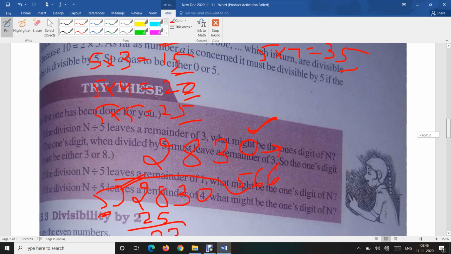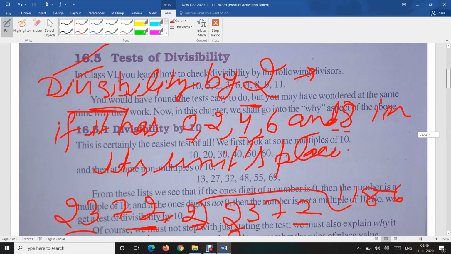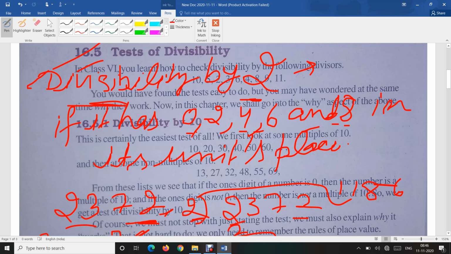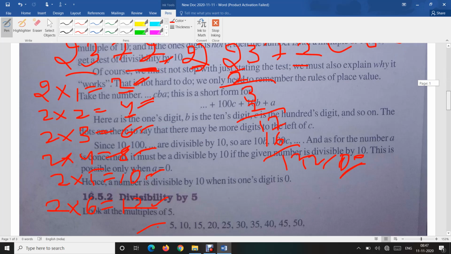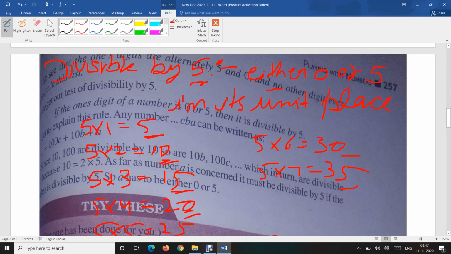You have to write down these rules in your fair notebook, just like this rule: any number is divisible by 2 if it has 0, 2, 4, 6 and 8 in its unit place. You have to write down this rule in your fair notebook. And also divisibility by 5: if there is either 0 or 5 in its unit place, then the number is divisible by 5. You have to write down this rule also.